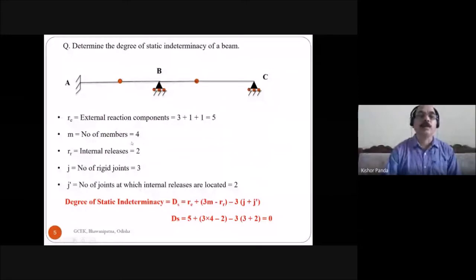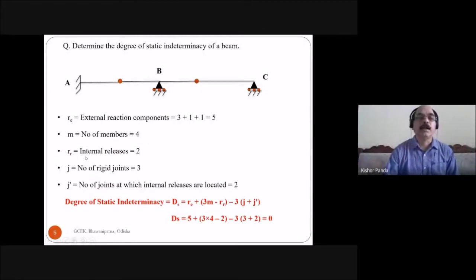Then number of members. When you are using this formula, you have to take the number of members individually. This is your internal hinge, so you have to consider this is one member, this is one member, this is one member, and this is one member. So you have to consider 4 members. Actually, this is 2 members, but due to these 2 internal hinges, when you are using this formula, you have to take the number of members equal to 4: from the fixed end to internal hinge, internal hinge to B, B to internal hinge, and internal hinge to C. This way you have to take the number of members. Here, this is your 4.